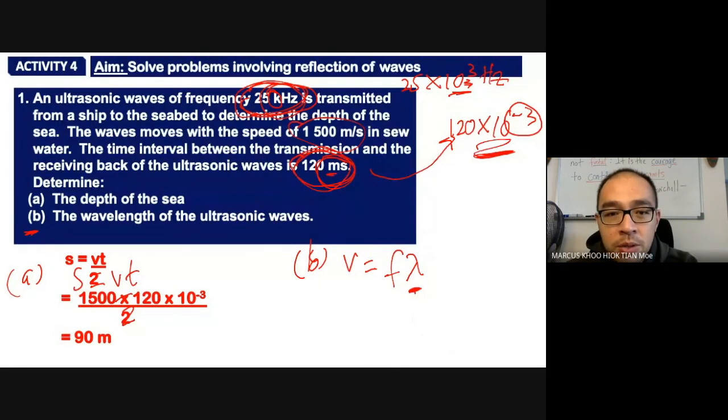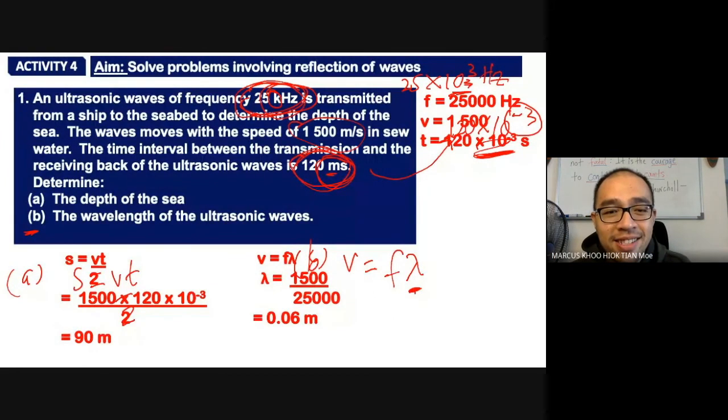Carlson, the next one, please. What is the wavelength of the ultrasonic waves? We have V, we have F. Can you calculate the lambda, please? So the wavelength equals 0.06 meters, which is about 6 centimeters. That's pretty normal. So 1,500 divided by 25,000, V over F, and we get 0.06 meters.